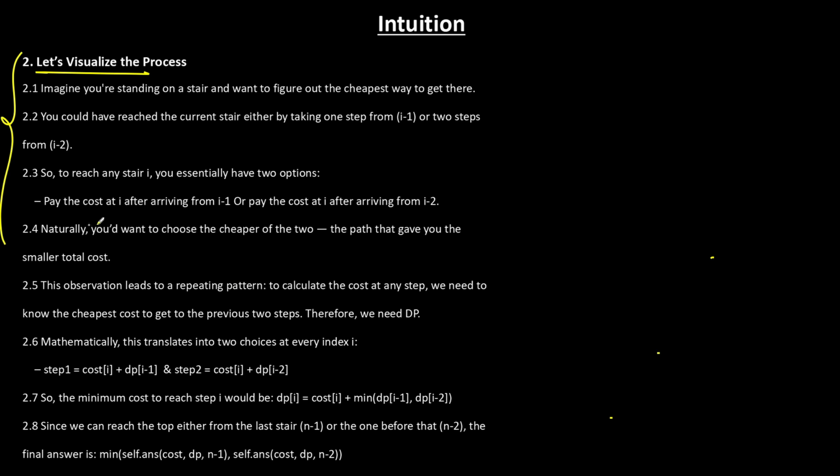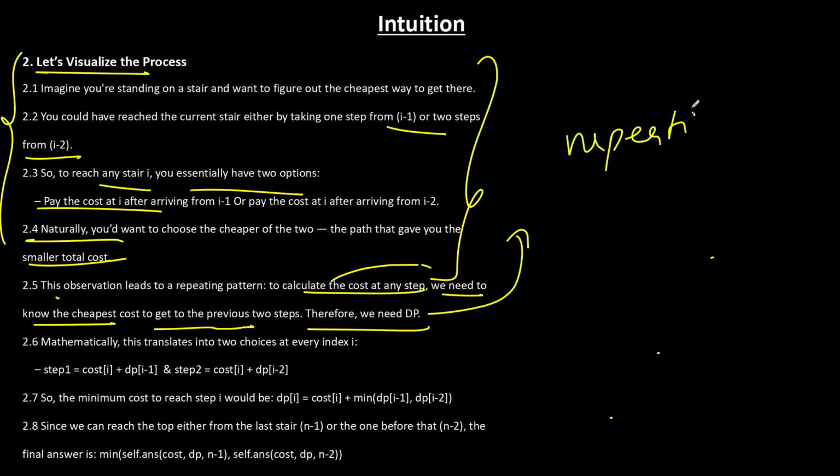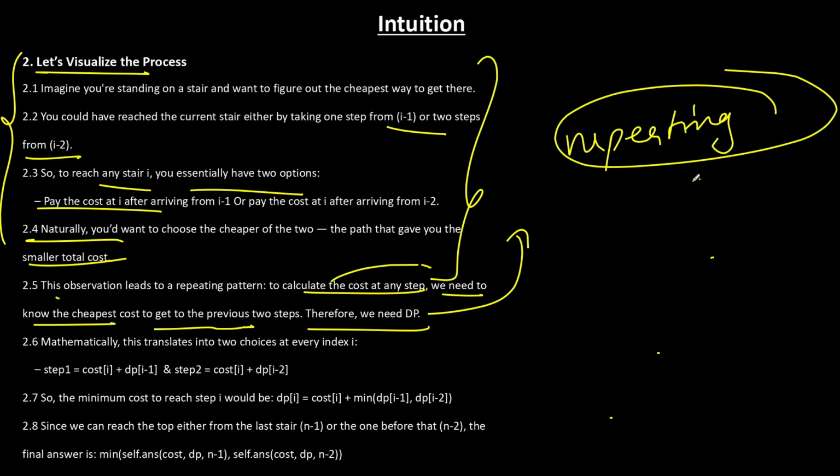So for that, we have just compared these steps, right? You essentially have two options: either we take one step or we take two steps, right? So these points are clear. You can have a read of it, but the observation leads to a repeating pattern. To calculate the cost at any step, we need to know the cheapest cost to get to the previous two steps. Therefore, we need DP. That is what I explained earlier. In the example which I took, there were no repeating patterns, unfortunately. But we will be having repeating patterns if we take bigger examples, okay.